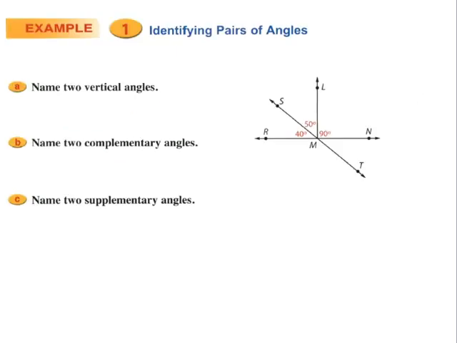Let's continue in your book, example one. Name two vertical angles. For vertical angles, there must be intersecting lines, two intersecting lines or line segments, it's okay too, and opposite angles. I need to think about the opposite angles. Here I can see the line ST and RN intersect at the point M. So these, SMR and NMT, are vertical. So I need to write here the angle.